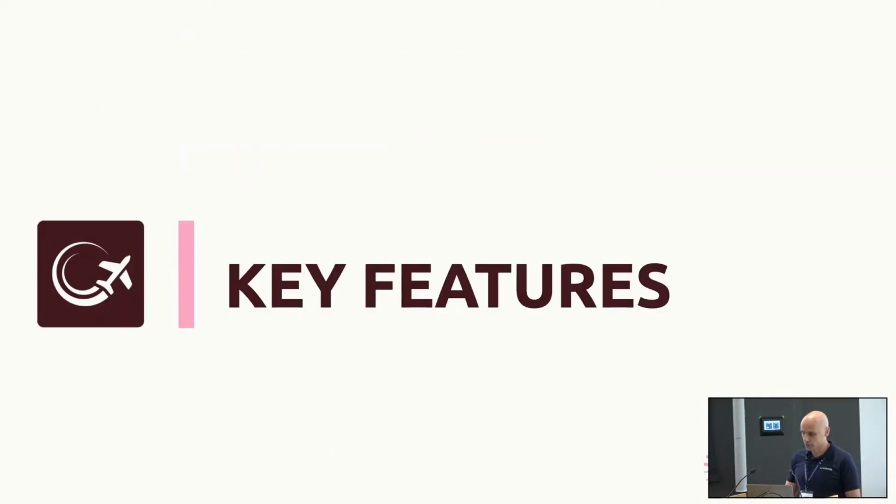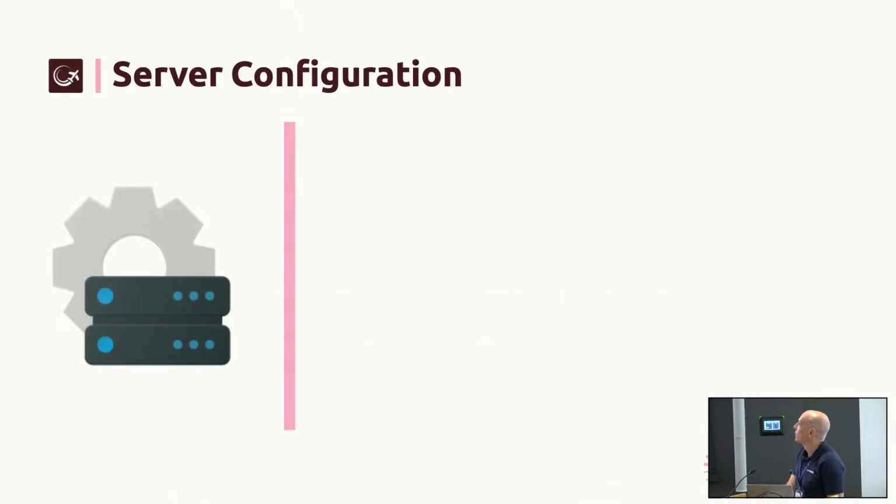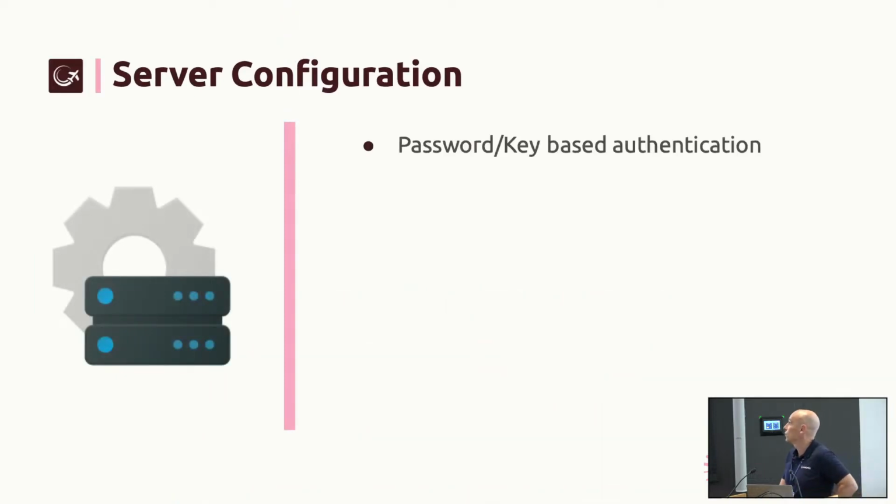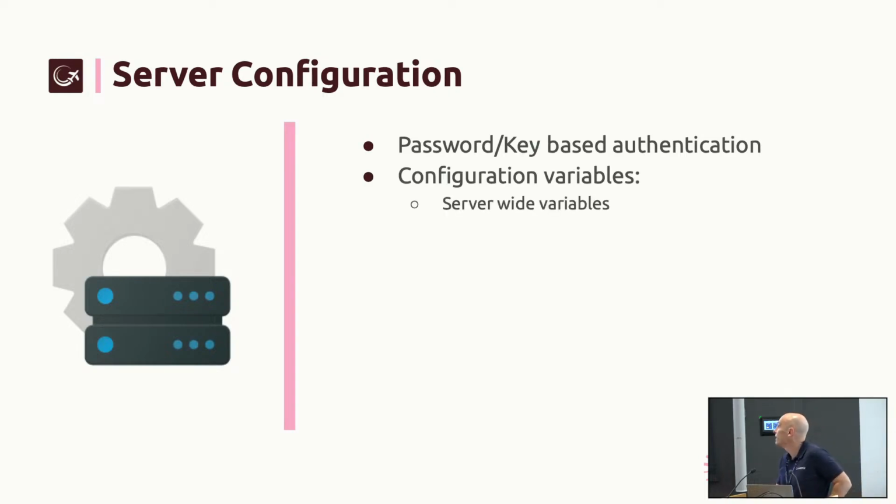Okay, key features. What do we have here? Well, as any server management system, it has server configuration. So basically, we have password and key-based authentication for SSH, that's common. And then we have so-called configuration variables. If we have time, I will share my screen and show you later, okay? So variables are variables. You can define any configuration parameter, and there are 3 different kinds of those variables.